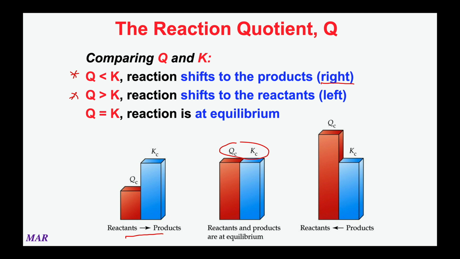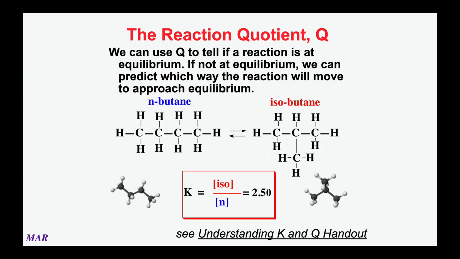Also, if I say shift to the right, that's going to mean more products. Shift to the left means more reactants. And again, we all have to be talking about the same form of the same reaction for that to make sense. Here's a reaction again with N-butane going to isobutane.